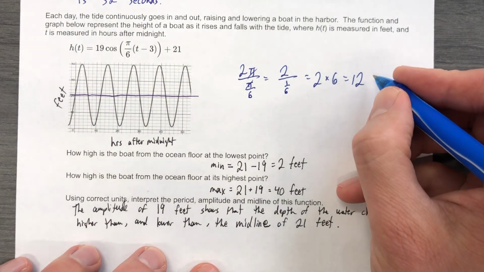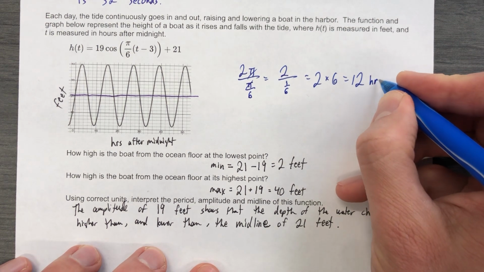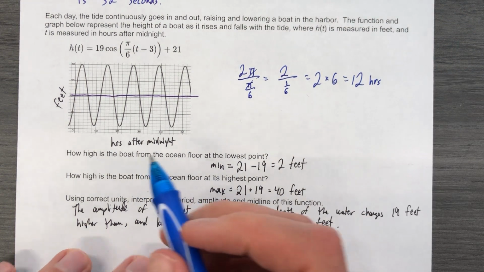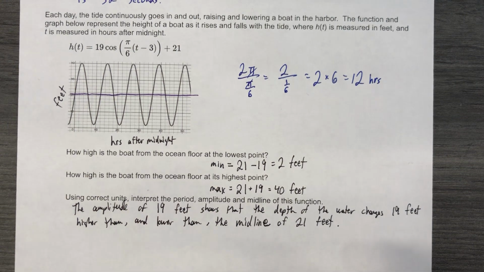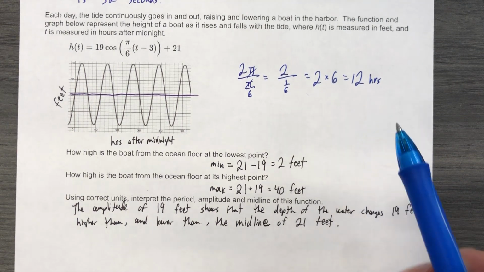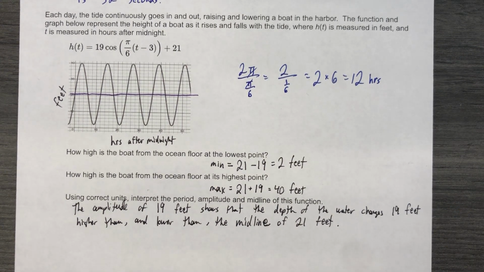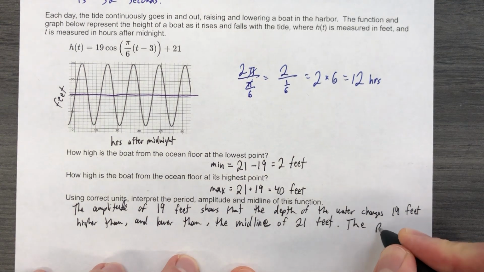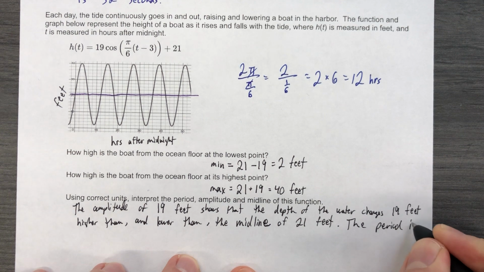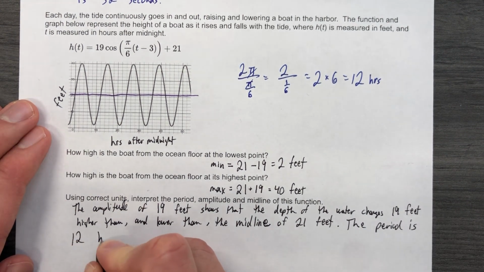So 12 hours is really the units we're dealing with here. So I'm not going to worry about after midnight, but every 12 hours the cycle repeats, which makes sense. That's twice a day. The tide comes in and out twice a day. The period is 12 hours.